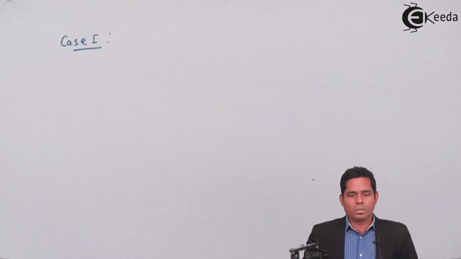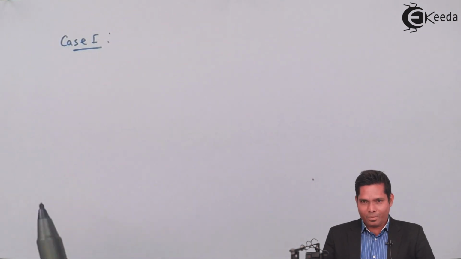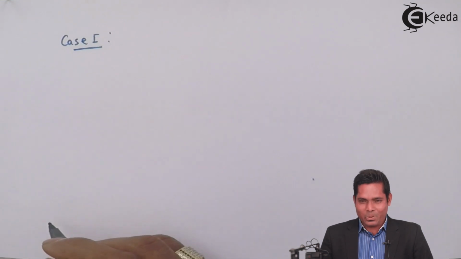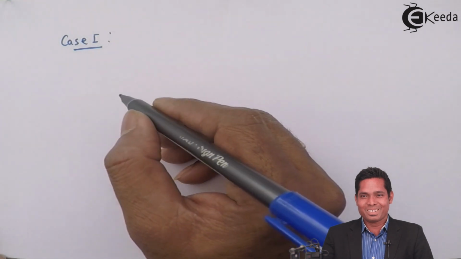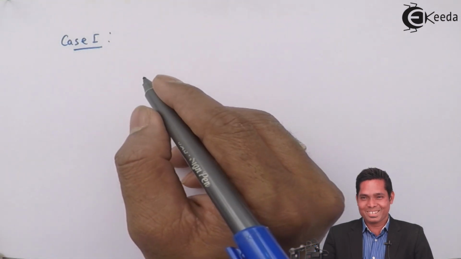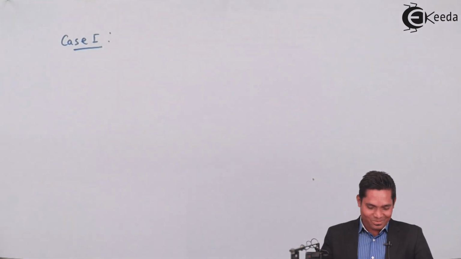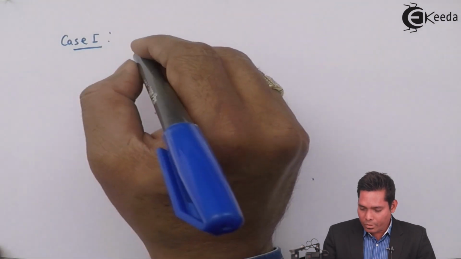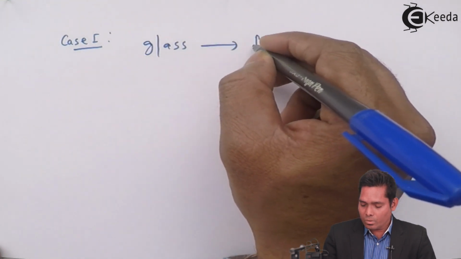Continuation of this question number 9. Case 1. So the ray is traveling from glass to film. First of all, we'll consider this situation, traveling from glass to film.